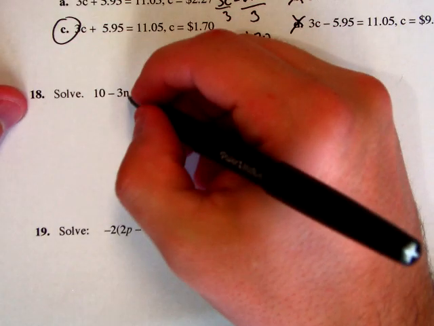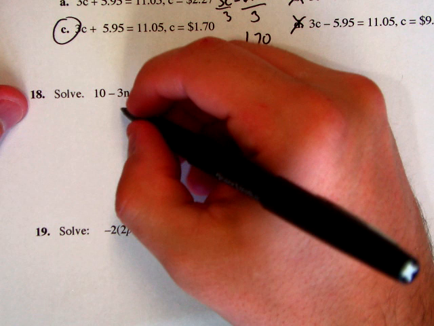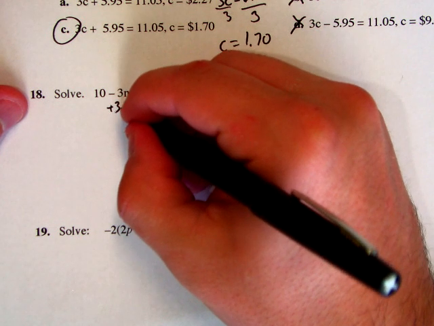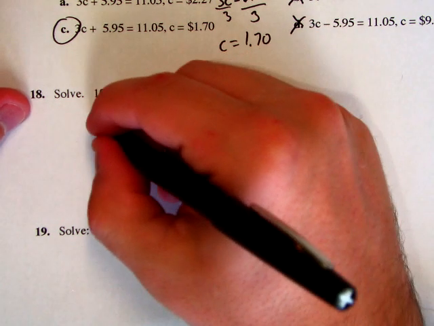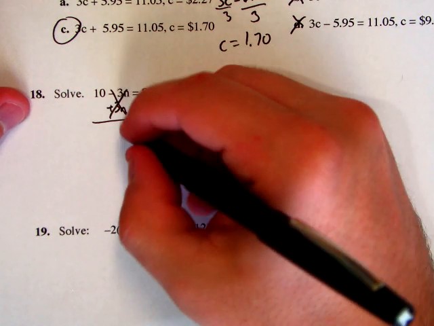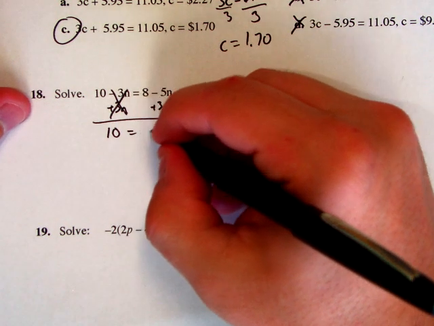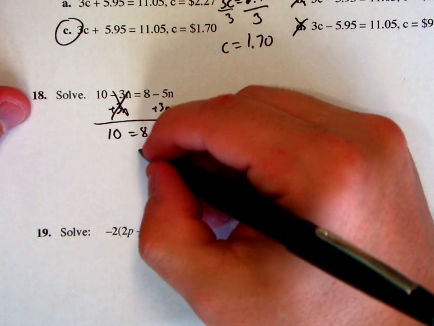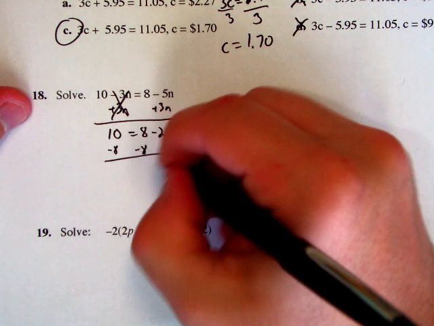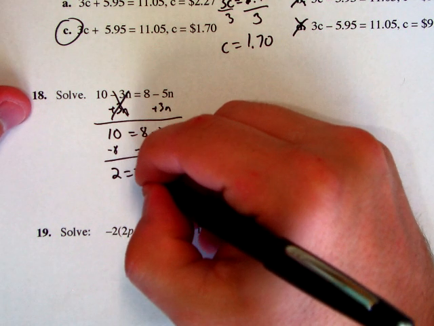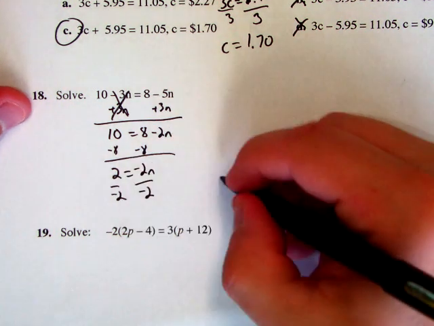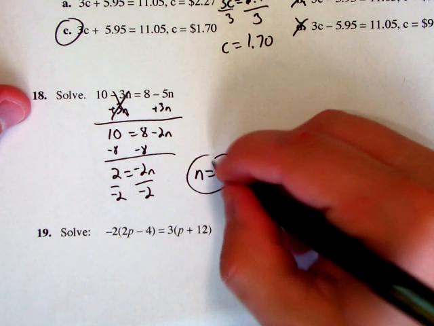Number 18. Variables need to be on the same side, so I want to remove this one. So I need to create a zero pair. This creates 0, so I'm at 10 = 8 - 2n. I then want to subtract 8 from both sides, so I'm left with 2 = -2n. Divide both sides by -2, you get n = -1.